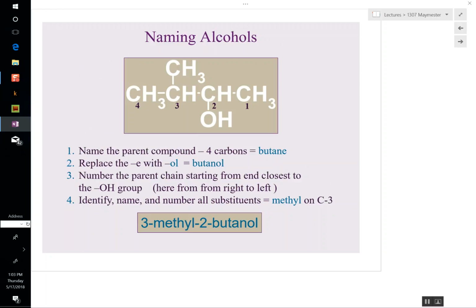1, 2, 3, 4 carbons. And then start from the end closest to the OH. Why? We're going to put OL at the end of this thing. We're calling it butanol, so we want to get to that OH as soon as possible. So we're going to start counting here. 1, 2, not here. 1, 2. So it's 2-butanol, and it's 3-methyl-2-butanol.